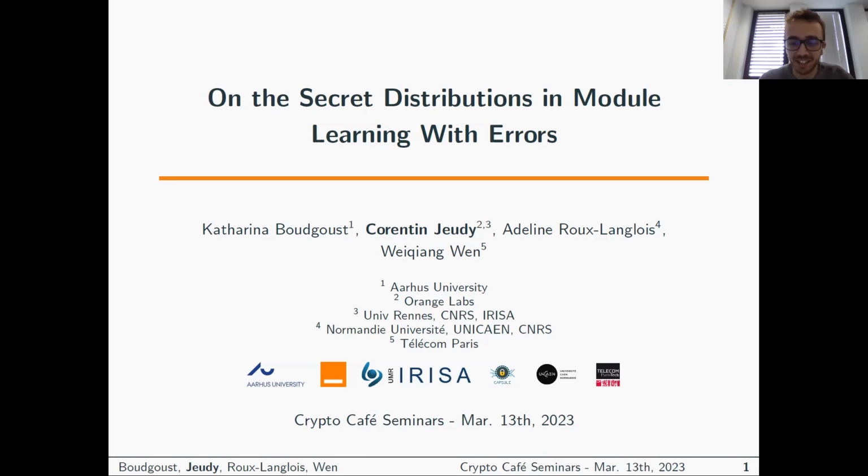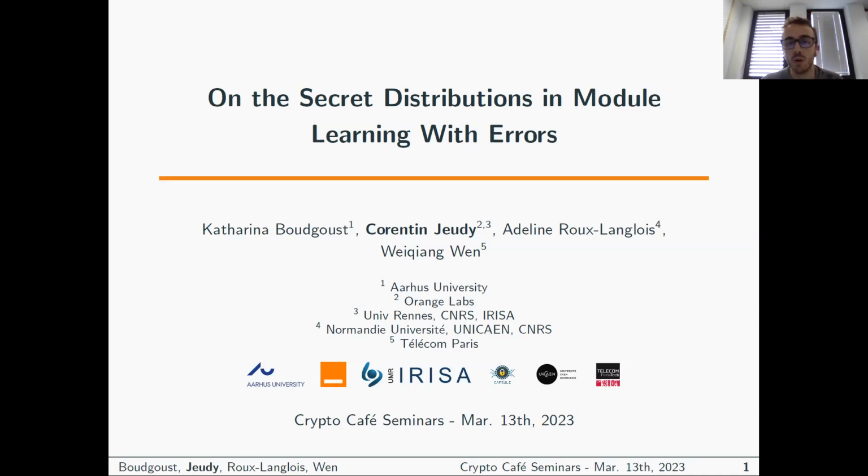Thank you so much for the introduction, and once again, thank you for giving me this opportunity to present my work, even if it's remotely. It's always nice to be able to present to a larger crowd of people. So today I want to talk to you about the secret distribution in the module learning with errors problem, which is one of the core assumptions in lattice-based cryptography and more generally in post-quantum cryptography. This talk is composed of different works that we did with Katharina Boudgouste, Adeline Roulanglois, and Wei-Chong Wen over a couple of years, and I tried to condense it into this specific talk and look at the different choices of secret distributions that we can choose in this problem. And I'm going to define all of it in the talk so that it's more clear.